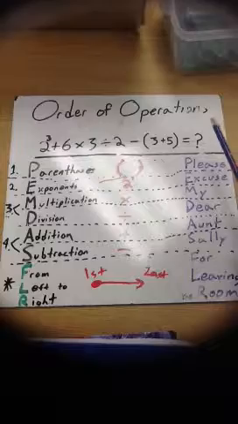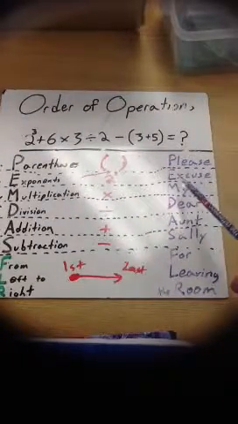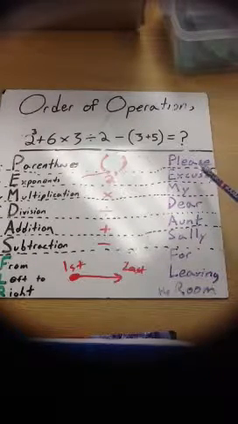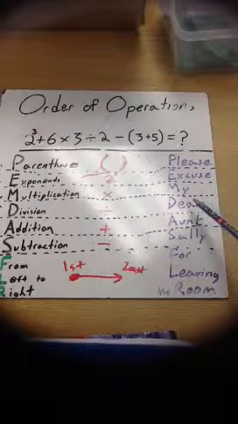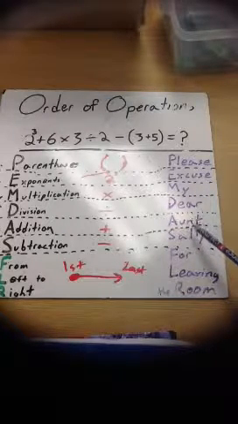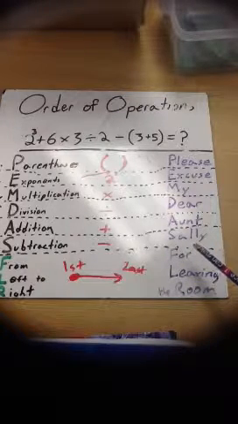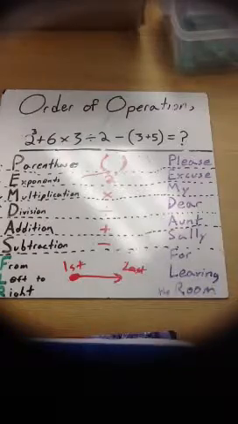A good poem that people use is, "Please excuse my dear Aunt Sally for leaving the room." Please, parentheses; excuse, exponents; my, multiplication; dear, division; Aunt, addition; Sally, subtraction; for, from; leaving, left; to the room, right.